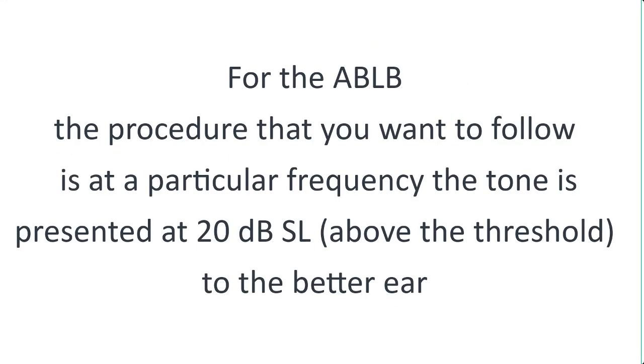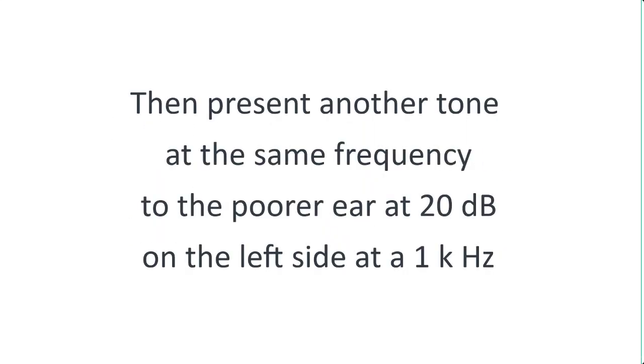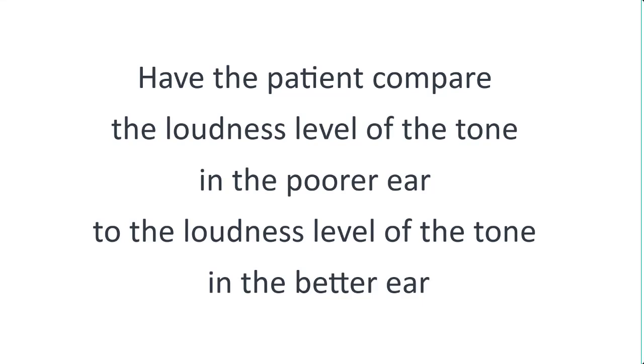For the ABLB, the procedure that you want to follow is at a particular frequency, a tone is presented at 20 decibels SL, so above the threshold to the better ear. In this case, if we look at 1000 Hz, you would want to present the tone at 30 decibels on the right. Then present another tone at the same frequency to the poorer ear at 20 dB on the left side at 1000 Hz. Have the patient compare the loudness level of the tone in the poorer ear to the loudness level of the tone in the better ear.